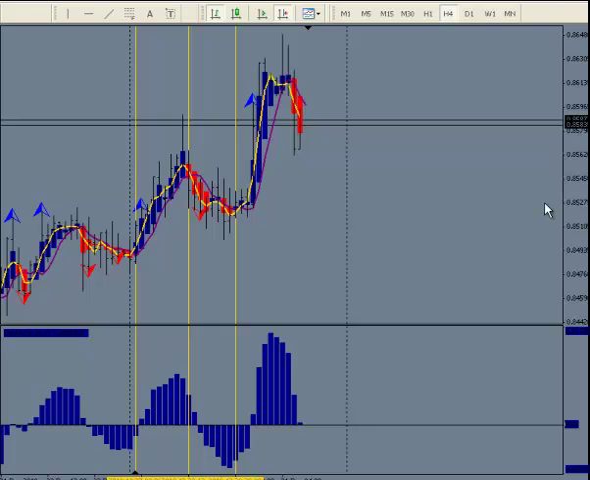Early bird means that you're going to get into a trade earlier on and not after it's moved quite a ways. And you can see when the momentum changes from red to blue or blue to red, generally that's a time when there might be a directional change.